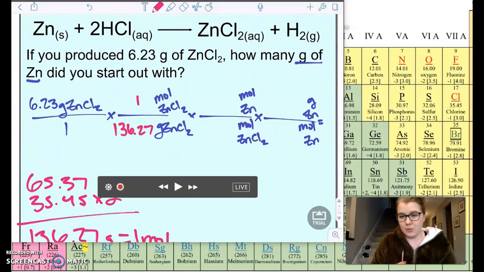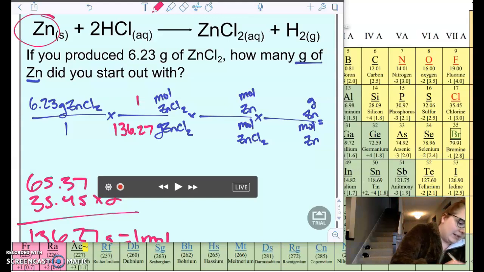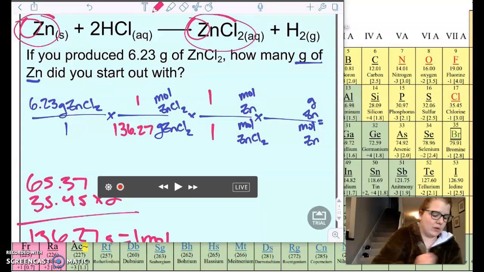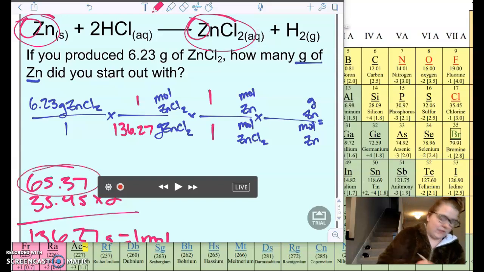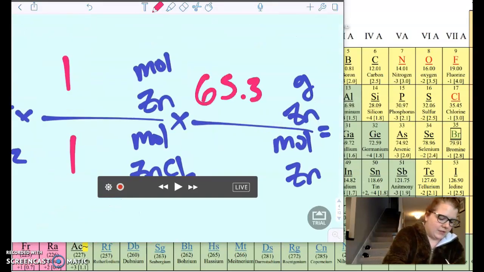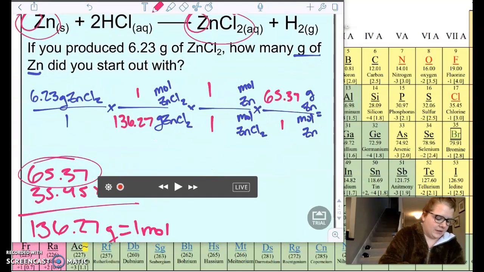Mole ratio, we get these from the coefficients. So I'm going to go ahead and reference my chemical equation. I'm looking at zinc and zinc chloride. They both have a coefficient of 1 in front of them because this is just a 1-to-1 ratio. So 1-to-1. And then for the molar mass of zinc, I've already got that. We figured out it was 65.37. So 65.37 grams per 1 mole of zinc.